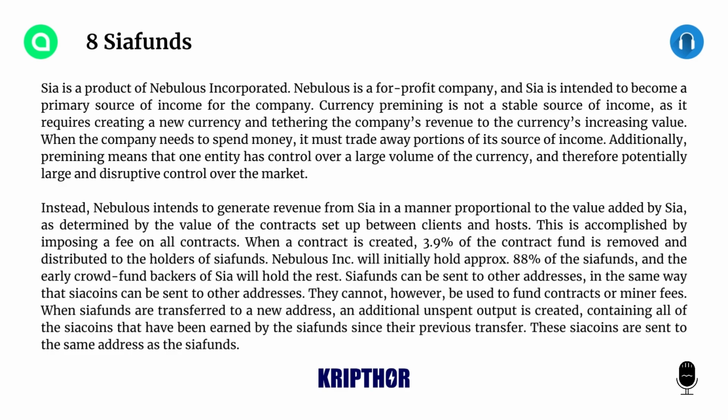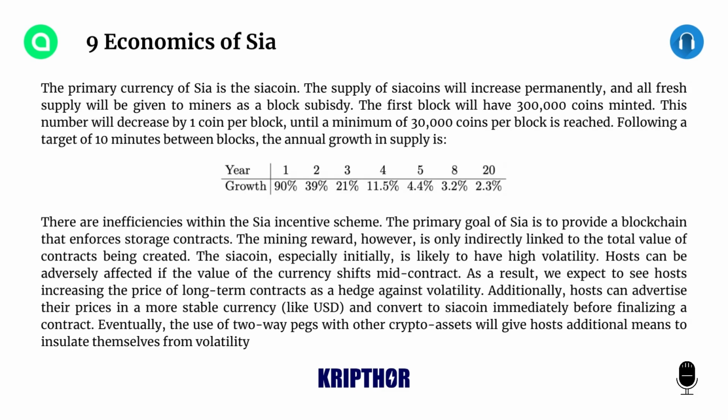Siafunds can be sent to other addresses in the same way that Siacoins can be sent to other addresses. They cannot, however, be used to fund contracts or miner fees. When Siafunds are transferred to a new address, an additional unspent output is created, containing all of the Siacoins that have been earned by the Siafunds since their previous transfer. These Siacoins are sent to the same address as the Siafunds.